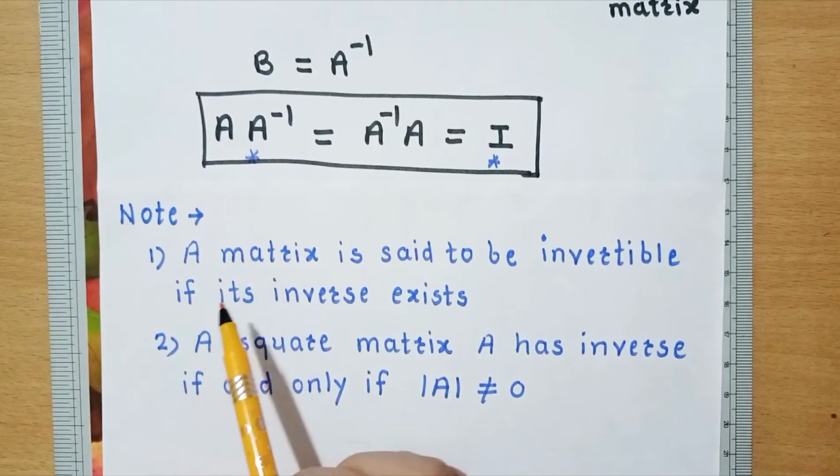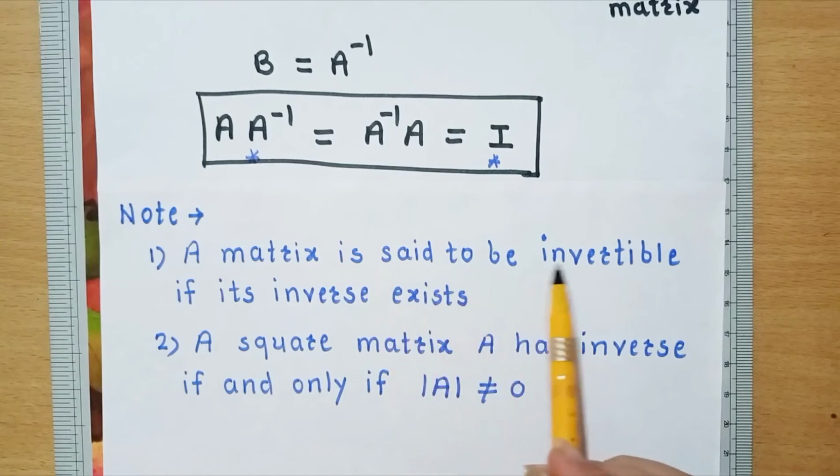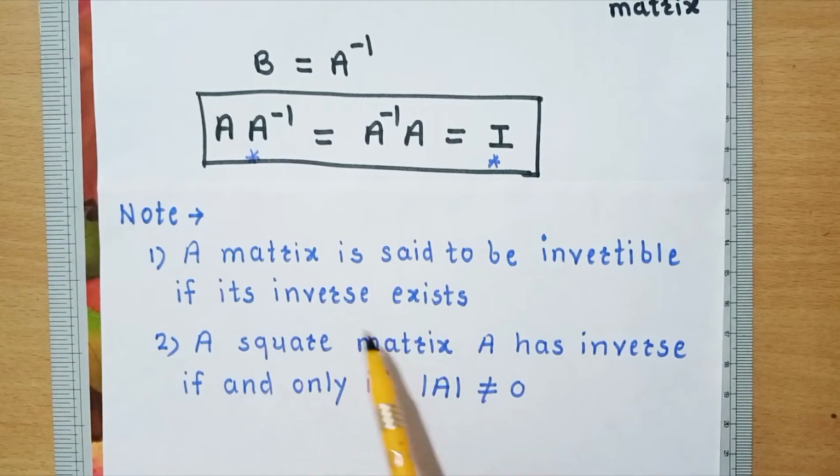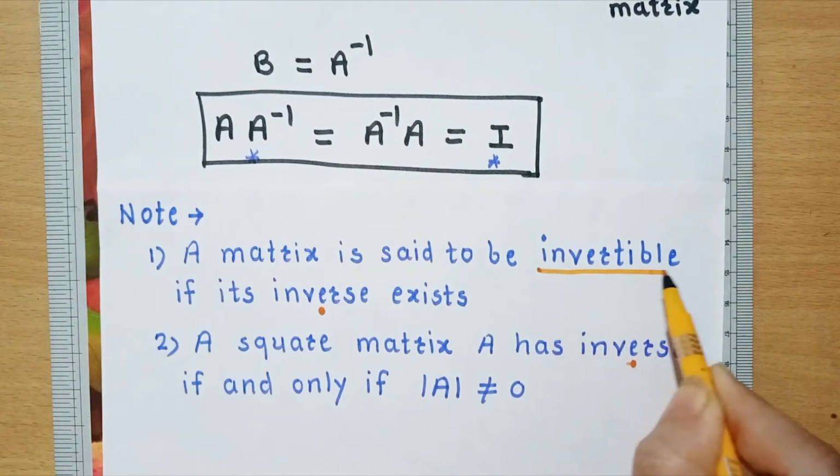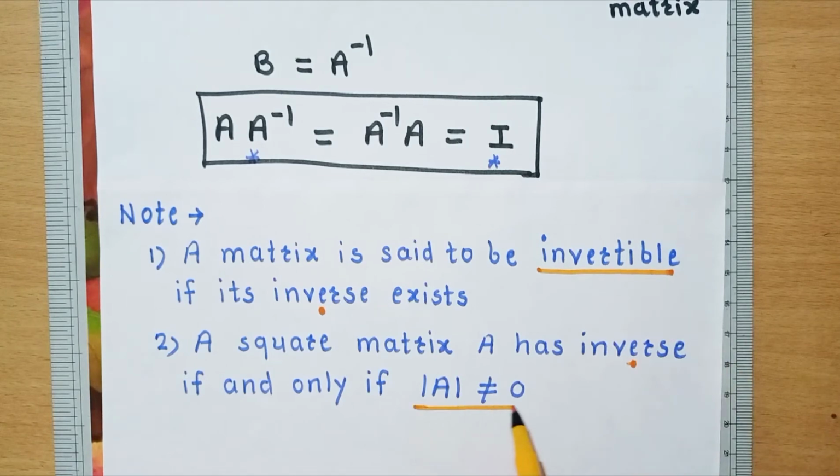Let's check the note. First, a matrix A is said to be invertible if its inverse exists. And second, a square matrix A has an inverse if the determinant of A is not equal to 0. So there may be a question in the exercise: check which of the following matrices are invertible. Invertible means you have to check the determinant of A is not equal to 0. That means the matrix must be non-singular.